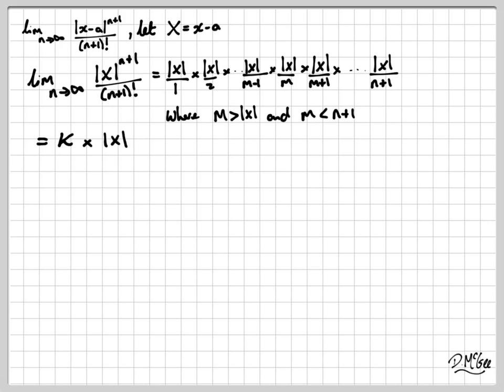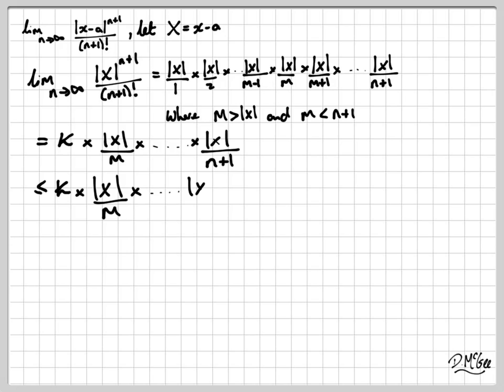Now what I can therefore say is that this will be equal to k times the modulus of X over m times all the terms in between, and at the end times the modulus of X over n plus 1. And so essentially what I'm saying here is that from modulus of X over 1 times modulus of X over 2 all the way up to modulus of X over m minus 1, that's just going to be some constant or other, given that m is some integer value. Have a think about that.